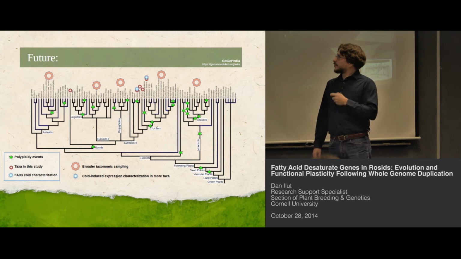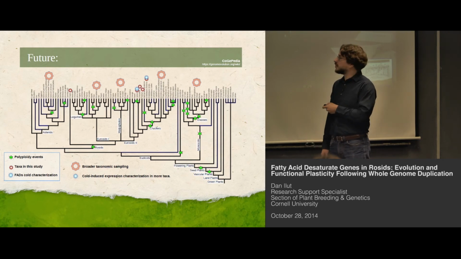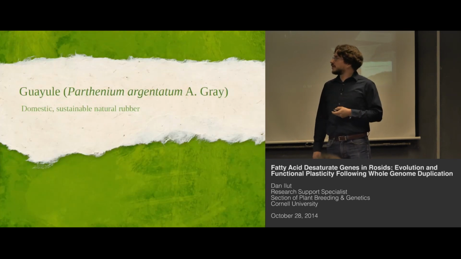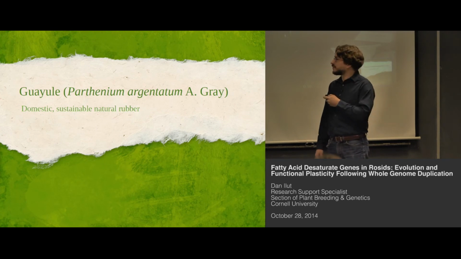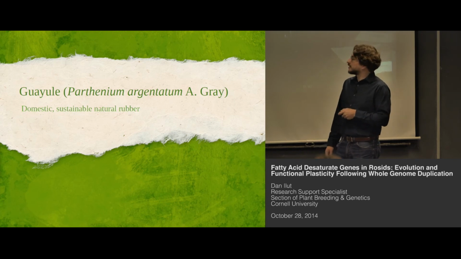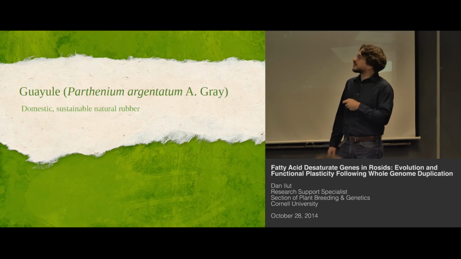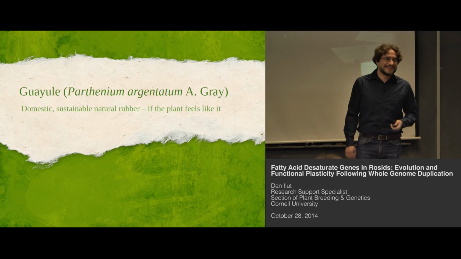So with that in mind, it looks like I have time to switch briefly and talk about Wayuli, which is what I'm really working on in Mike's group. And the promise of Wayuli, an asterid, for those who are not familiar with it, is a domestic, sustainable source of natural rubber, if the plant feels like it.